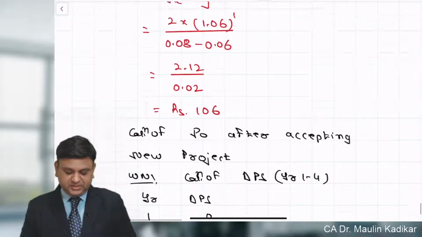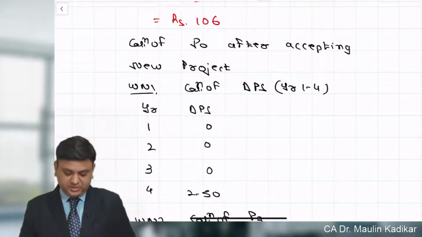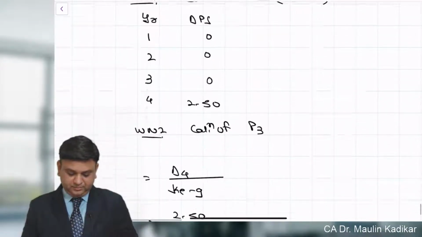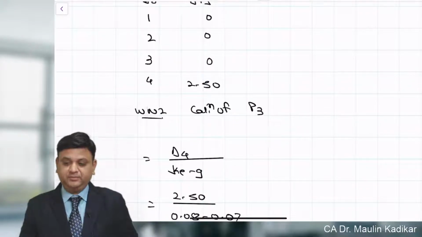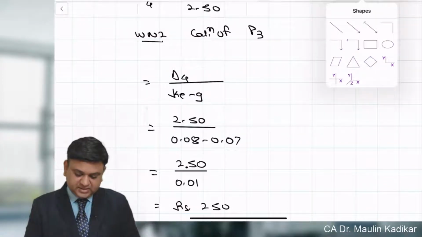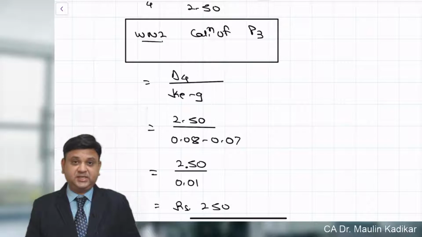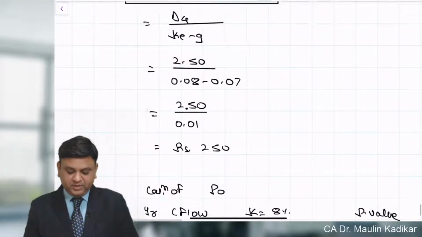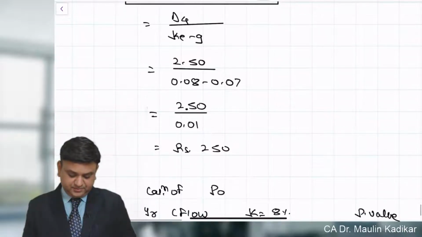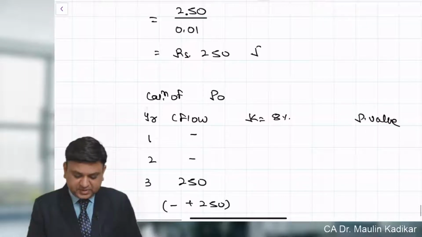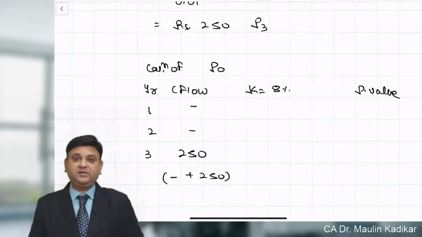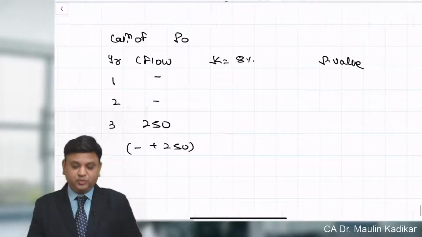In calculation of the P0 after accepting the new project, the first 3-year dividend will be 0, and the 4th year dividend is 2.5. P3 value is D4 divided by K minus G. Importantly, friends, we can prepare the cash flow series for 3 years, 4 years, for any number of years. So 250 rupees is P3. Now year 1 to year 3 dividend and P3 will be discounted in present value terms to compute P0.